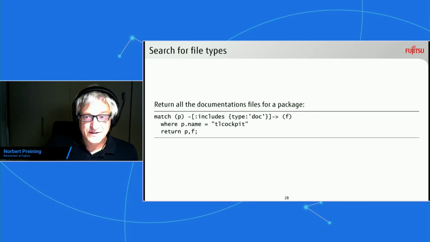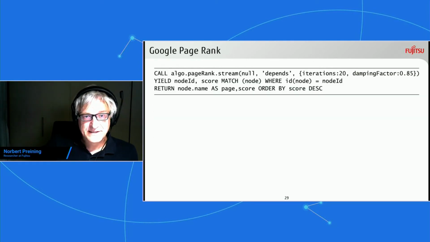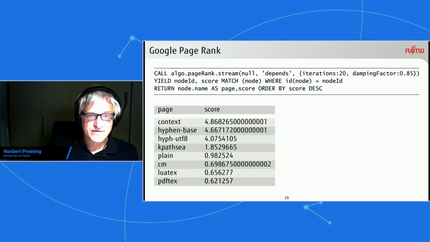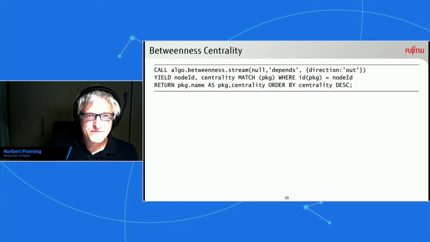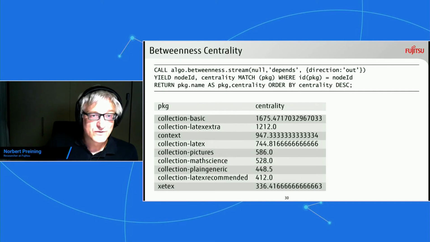Trivial things like return all the type or documentation files. Here we use the type attribute of the includes relation. You can also do typical graph algorithms like PageRank, the Google rank for the package database, just for the fun of it. Betweenness is of more interest, as it gives the central part, which not surprisingly gives you the most basic collection. The basic collection in the center is the most important because it's required from all sides. So it shows quite a good structure.